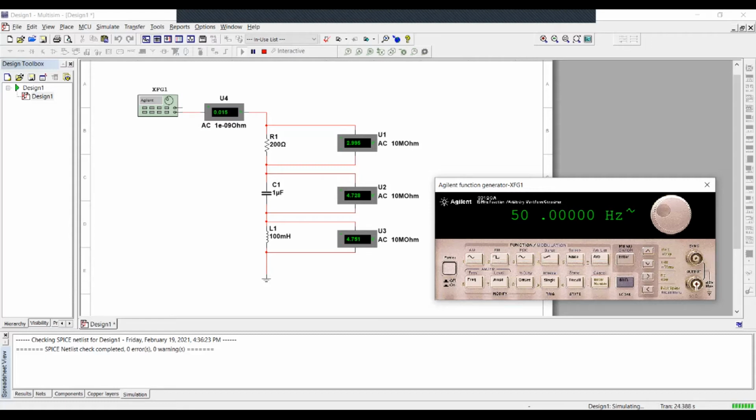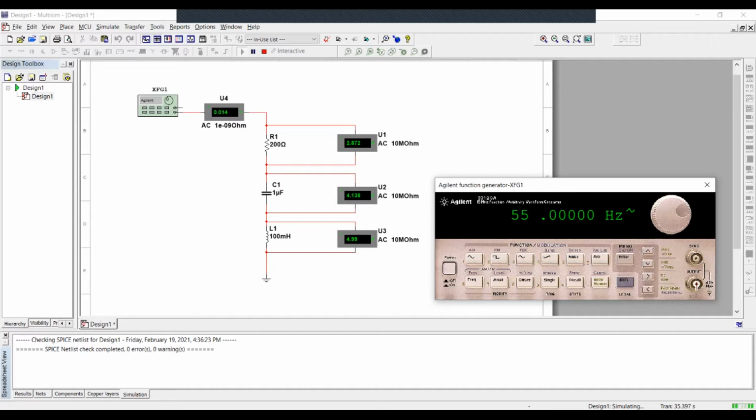Let's go from 500 to 550. IT went down, VR went down, and now VC and VL are moving apart again. But look how they come. VC is lower than VL, above resonant frequency.